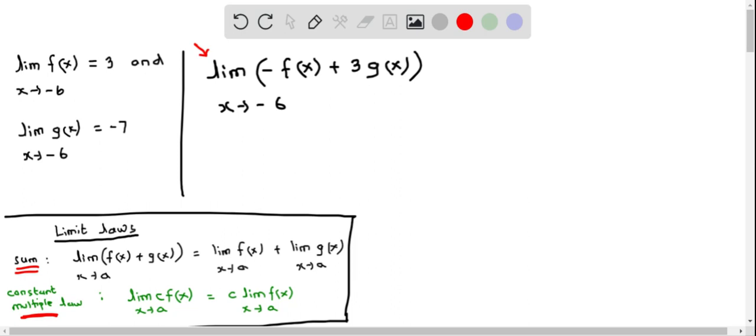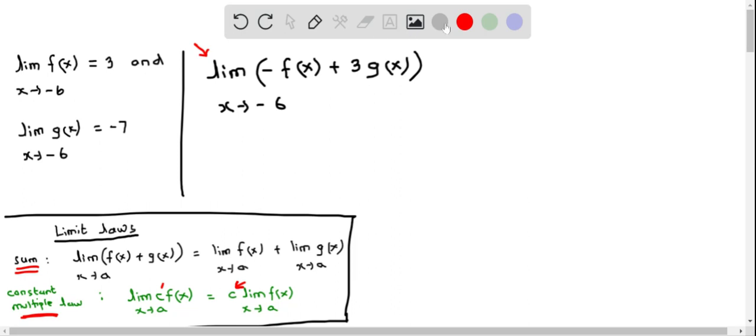The sum law says that if you have to find the limit of the sum of two functions, that is f of x plus g of x, it is equal to the limit of f of x plus the limit of g of x. So this law is the sum law. And then we also have the constant multiple law, which says that if you have to find the limit of a function which is multiplied by a constant c, you can simply factor out the c, that is a constant, and then find only the limit of f of x. So it's basically a product of the constant and the limit of the function. So we will use these two laws to evaluate this given limit.